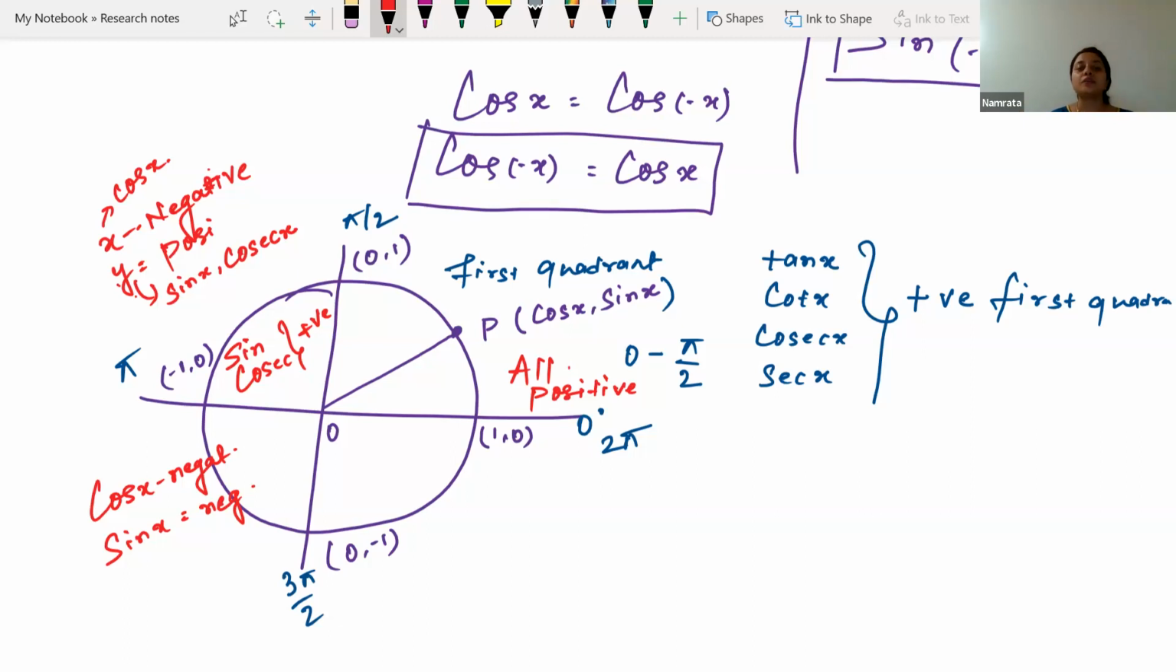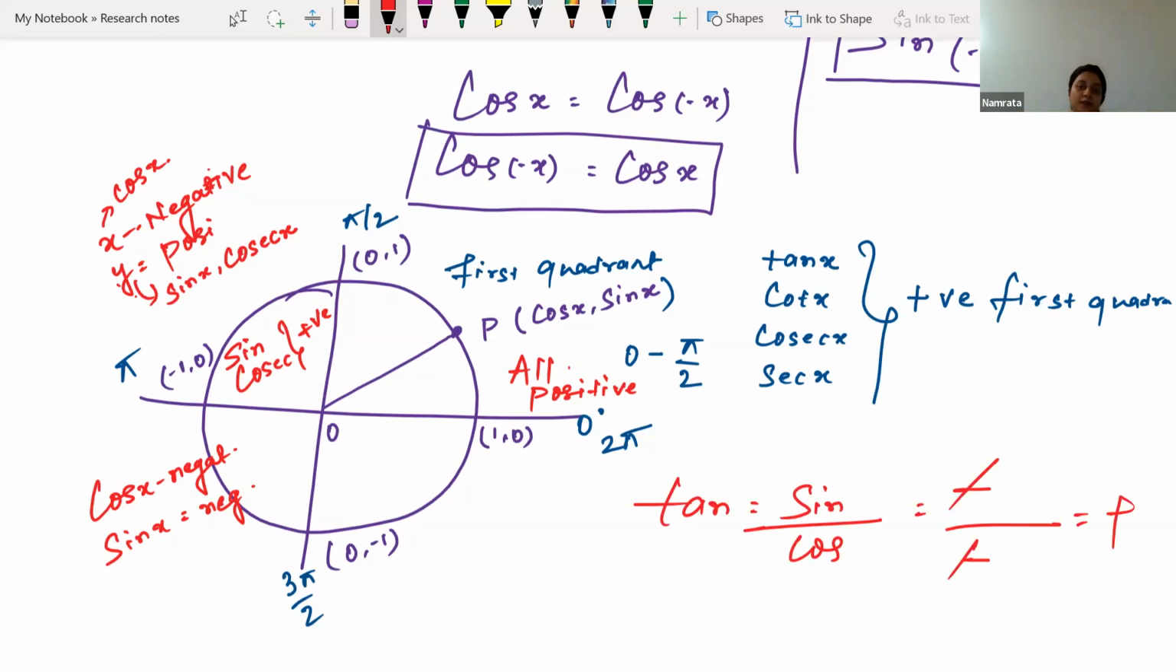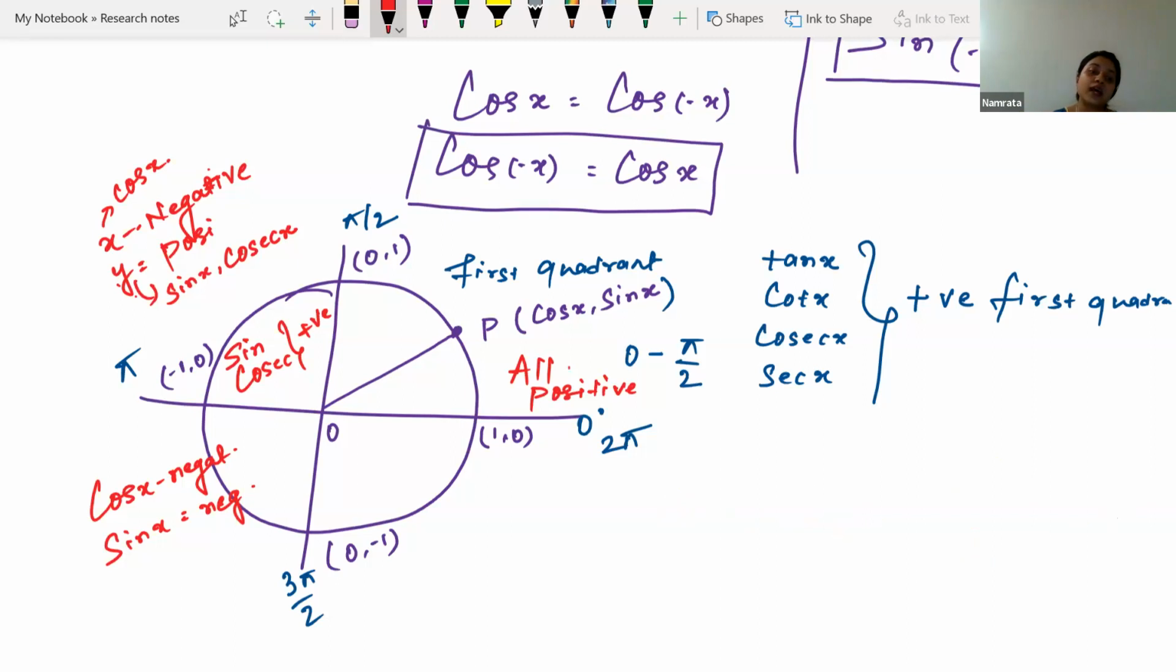What about tan and cot? So tan means what? Sin over cos. And if both are negative, then negative negative will become positive, right? Yes or no? Yes, ma'am. So we can say from here that in the third quadrant, tan is positive. And just because of tan, cot is also positive.